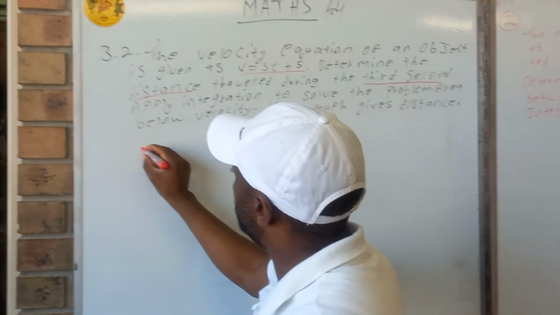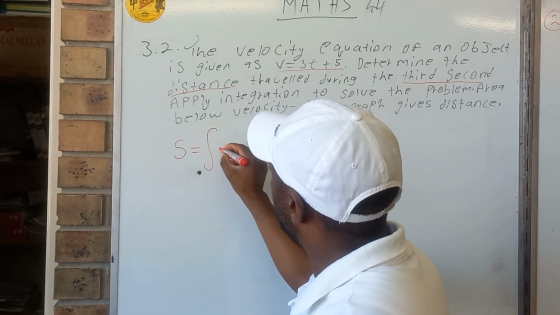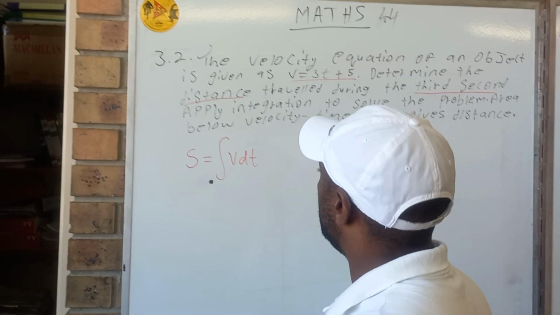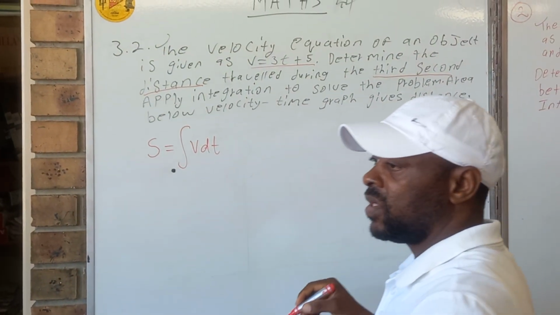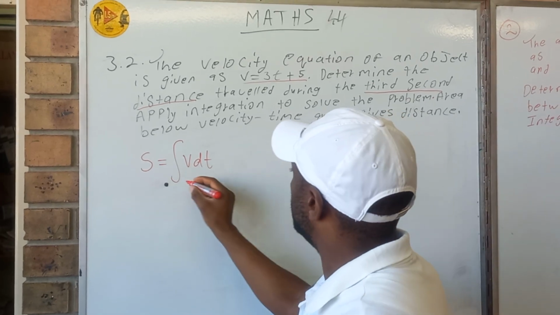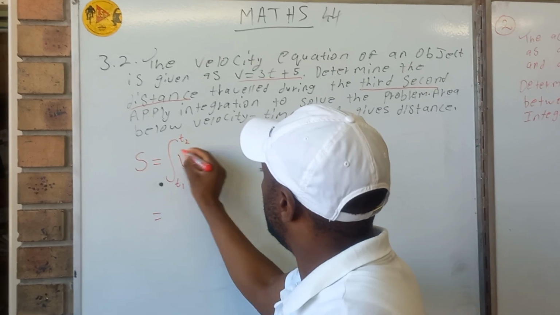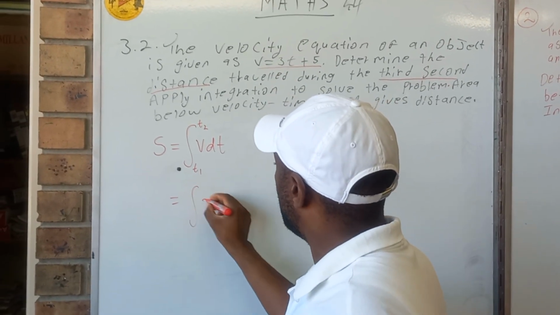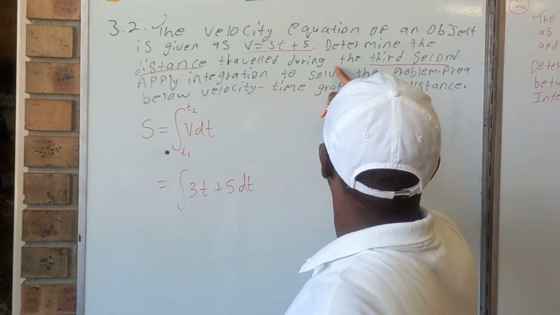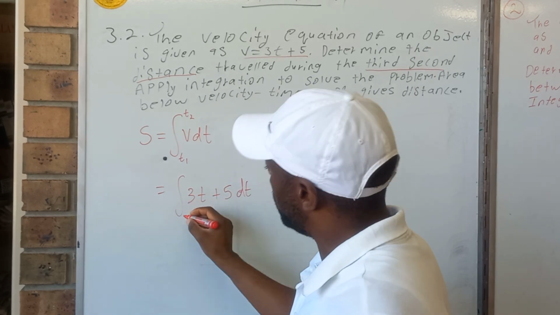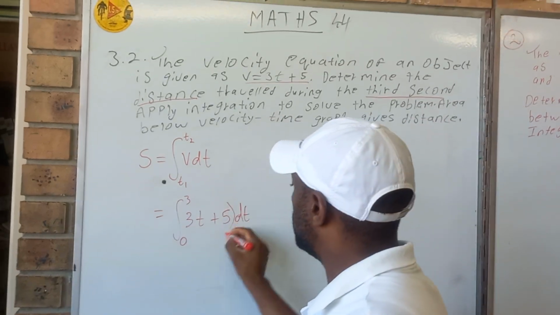but if you are versed with what is happening, you know that distance is the integral of the velocity with respect to time. Because you are told to calculate the distance in the third second, it means you must start from the 0 second to the third second. So it will be a definite integral from t1 to t2. Here, our velocity equation goes there, which is 3t plus 5, and we're calculating the distance in the third second. So you must start from somewhere, which is obviously the 0 second up to the third second. That is how simple it is.